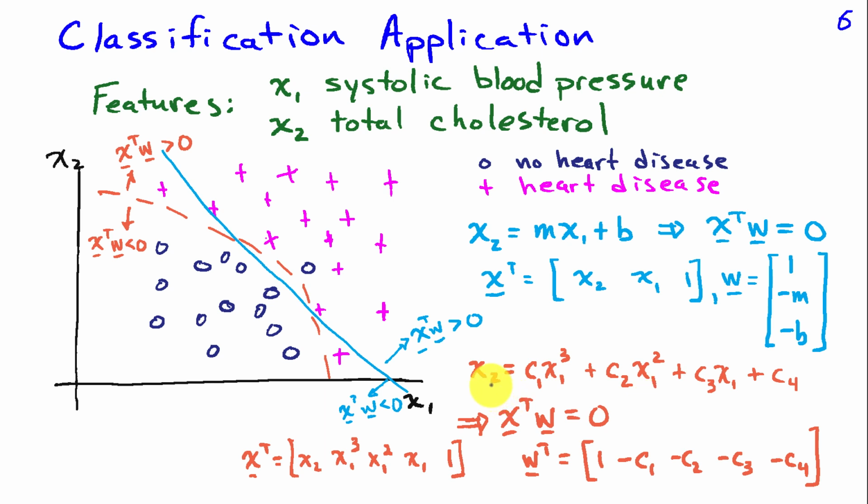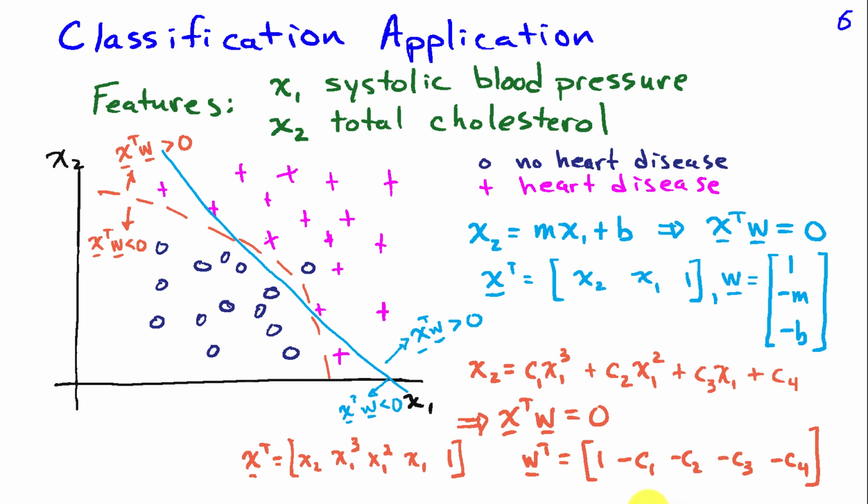I might express a third order polynomial as x2 is c1 times x1 cubed plus c2 times x1 squared plus c3 times x1 plus c4. That's an arbitrary third order polynomial where x2 is a cubic function of x1. Well, again, as we saw earlier, I can write polynomials using the inner product formulation. If I define x, so that I'll put x2 in the first position, then x1 cubed, x1 squared, x1, and then 1. In w, I'll put 1, minus c1, minus c2, minus c3, minus c4. And then this inner product, x transpose w equals 0, will give me exactly this equation.